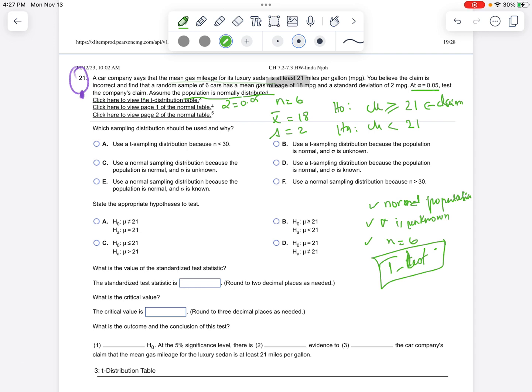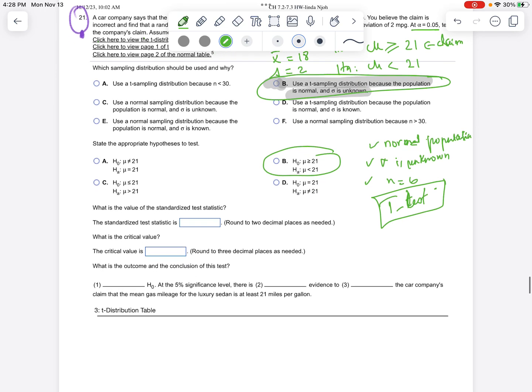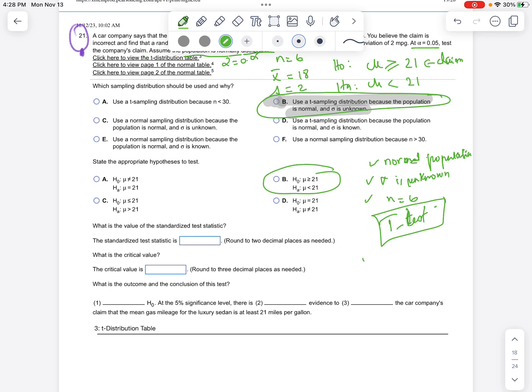So I should use a t-test. Why? Because the population is normal and sigma is unknown. That's why I should use a t-test. This is what you should pick. Now, when you have that, then let's look at the hypothesis testing. So it's this guy. All right, so let's use the t-test, STAT, TESTS.